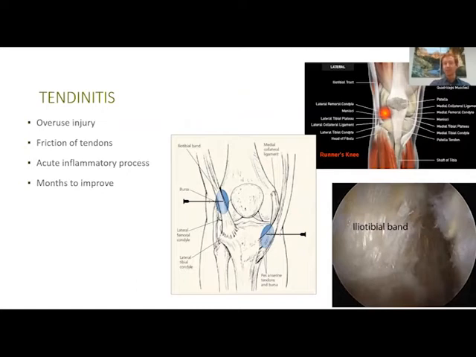IT band, iliotibial band, which is that blue structure on the left-hand side of your screen, can be very irritating and very painful. I've seen folks have a hard time walking with it. And it's an area of the body that does not have good blood supply, doesn't heal very well. So just because it really hurts and keeps you from walking doesn't necessarily mean it's always a meniscus tear. It can be outside of the knee, it can be a tendon, it can be a ligament as well.